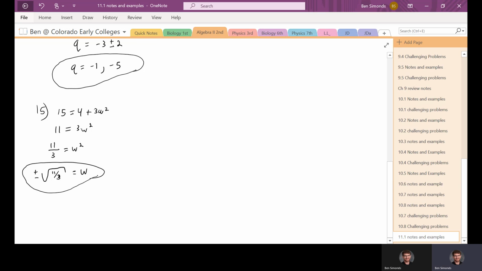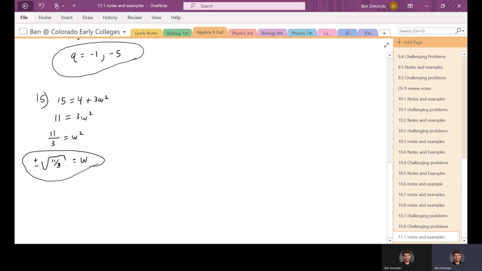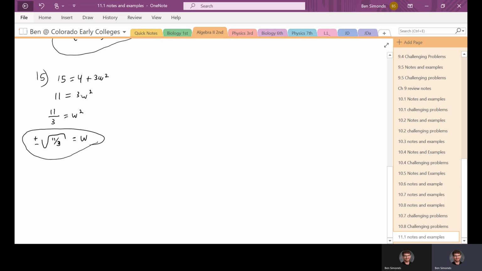So another reminder, it's fine to have a square root of a fraction. Nothing wrong with that, right? You just take the square root of the top and the bottom. So, it doesn't have to be pretty. Square root of 11 thirds is not a very easy to use number, but not all numbers are. So that's a perfectly acceptable answer.